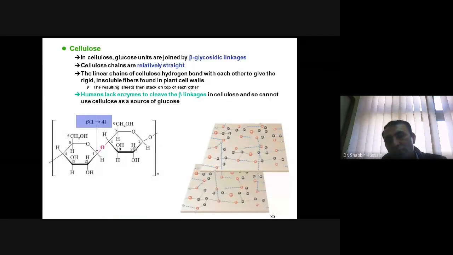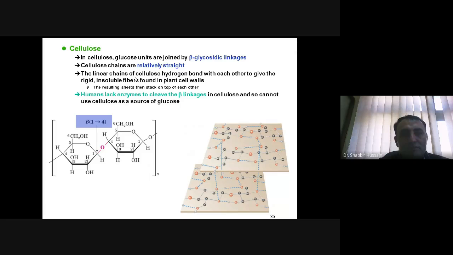जबकि सेलुलोस में ये स्ट्रेट चेन्स होती हैं, लीनियर चेन्स ऑफ सेलुलोस होती हैं. सेलुलोस आर रिलेटिवली स्ट्रेट. इसकी लीनियर चेन्स क्यों होती हैं? The linear chains of cellulose is due to our hydrogen bond with each other to give the rigidity and insoluble fibers found in cell wall, right? Because cellulose is responsible to making the cell wall in plant, right?